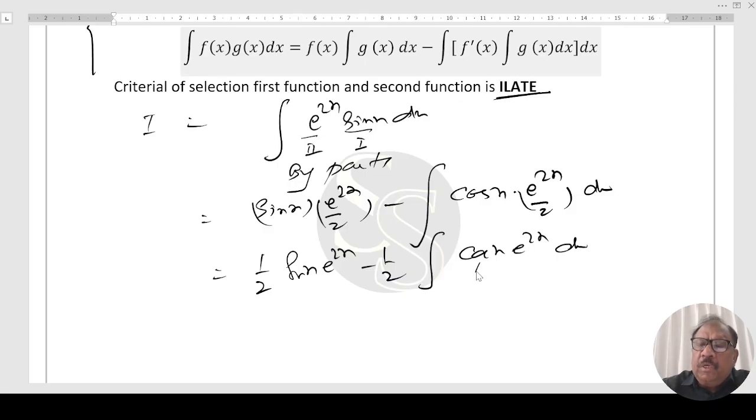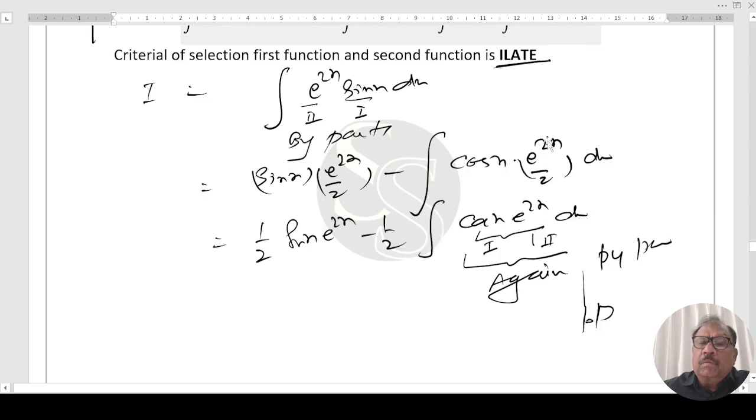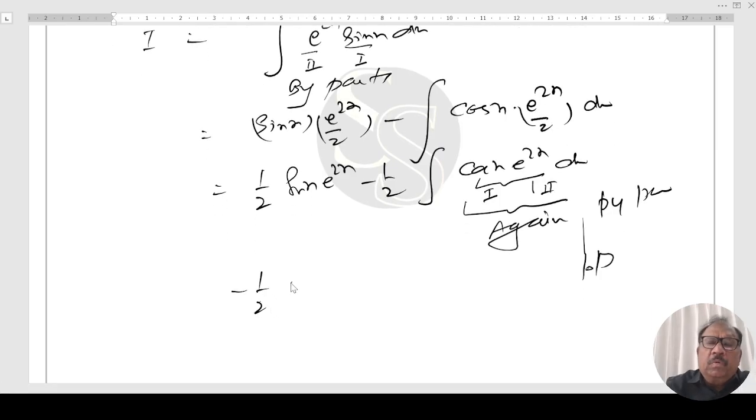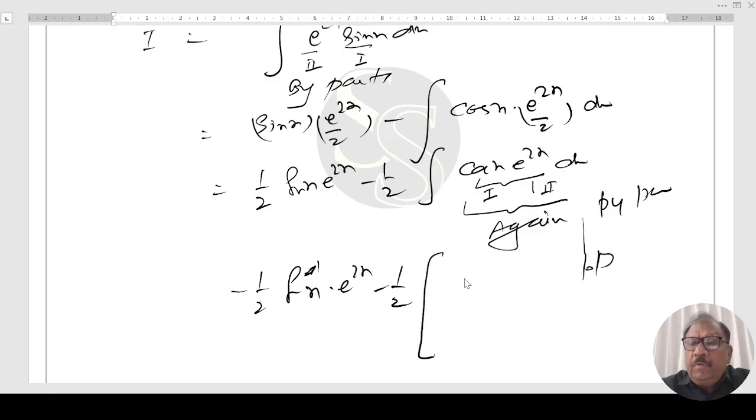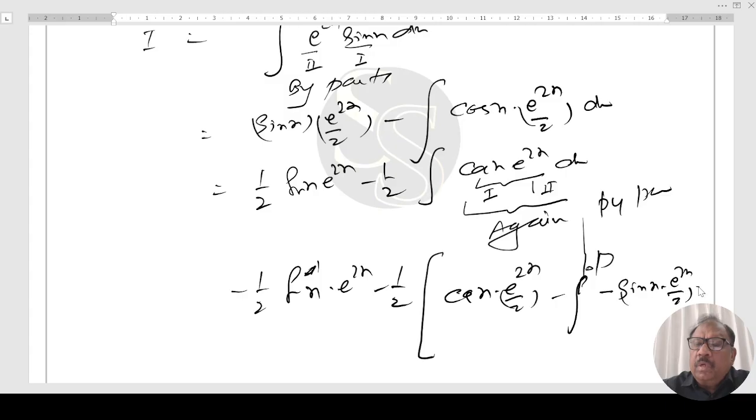Again we get two functions in trigonometric exponential. This is the second function, this is the first function. Again by parts. This comes out to be 1 by 2 sin x into e की power 2x minus 1 by 2. Taken common. First function cos x into e की power 2x divided by 2 minus sin x into e की power 2x divided by 2 dx.